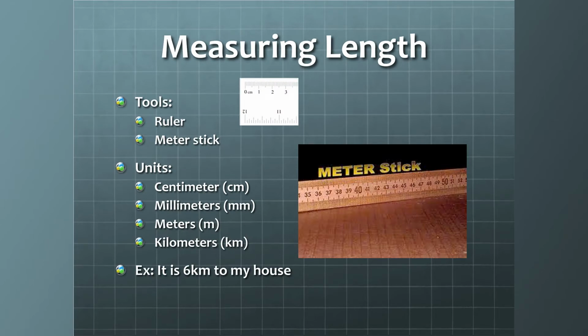So let's get started with measuring length. You can use a ruler or a meter stick, and it would be measured in units like centimeters or millimeters or meters or kilometers. We would want to use the side of the ruler that's the metric side, so no inches. For example, it is 6 kilometers from here to my house.